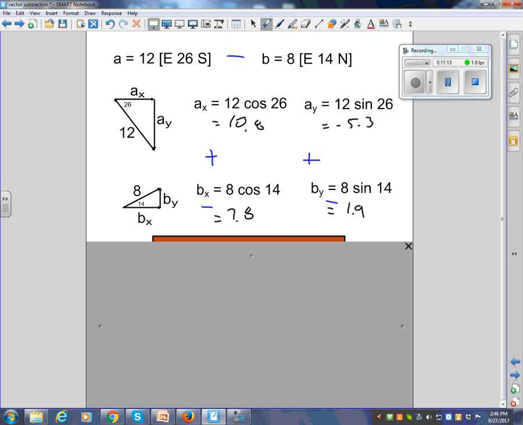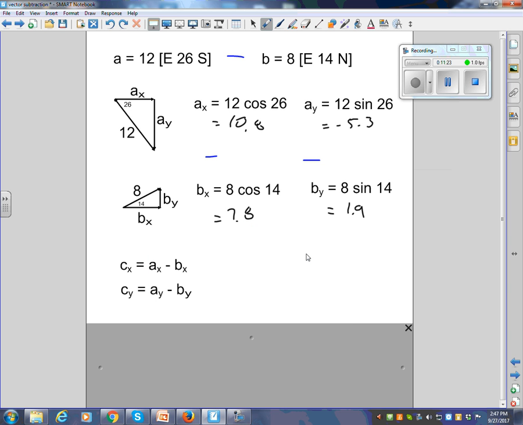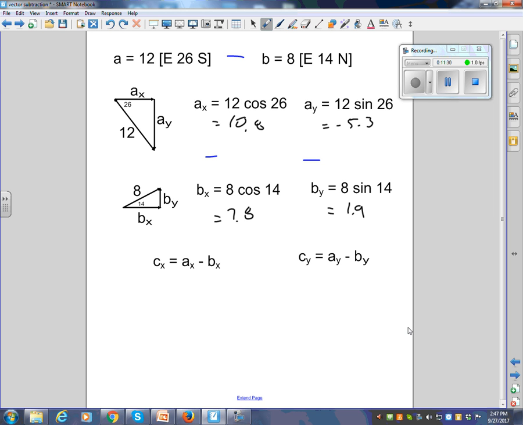You're just subtracting. Or no, because you just subtract, right? So CX is equal to AX minus BX. So that's going to be 10.8 minus 7.8, which is 3.